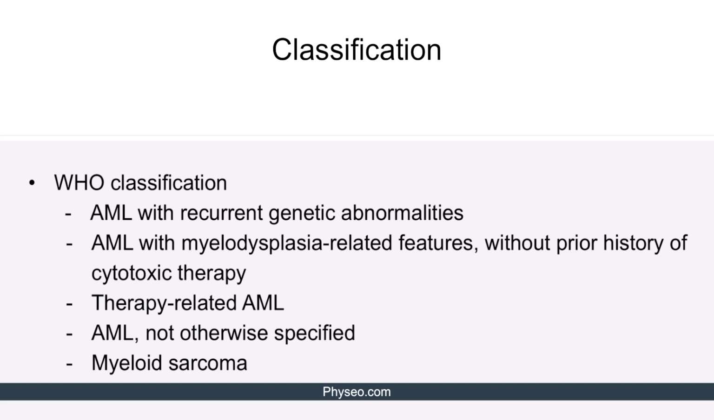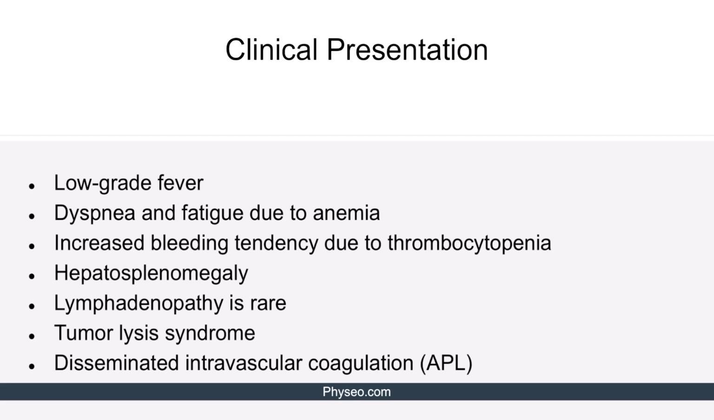Starting slide 17. According to the WHO classification, there are several types of AML. First, there is AML with recurrent genetic abnormalities. An example of AML within this subgroup is acute promyelocytic leukemia that we just discussed. There's also AML with myelodysplasia-related features without prior history of cytotoxic therapy. Therapy-related AML is the one induced by chemotherapy or radiation therapy. Finally, there is AML not otherwise specified and the myeloid sarcoma.